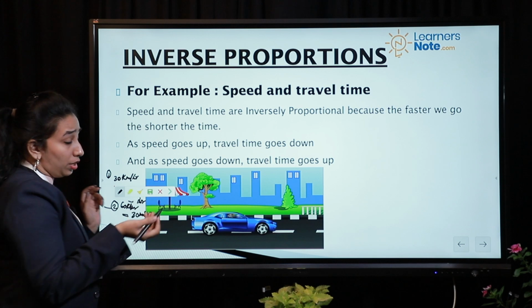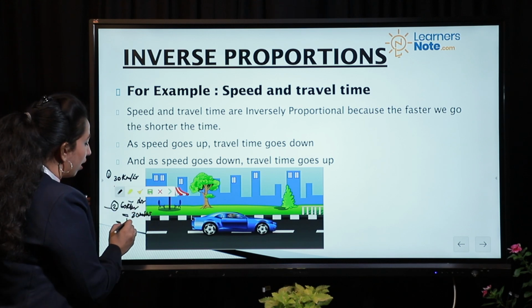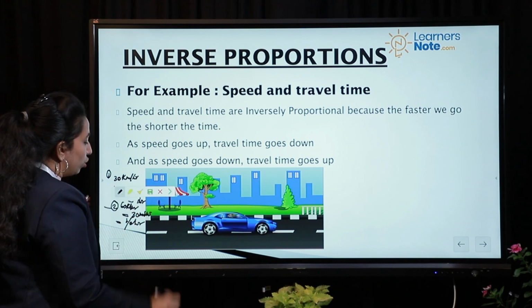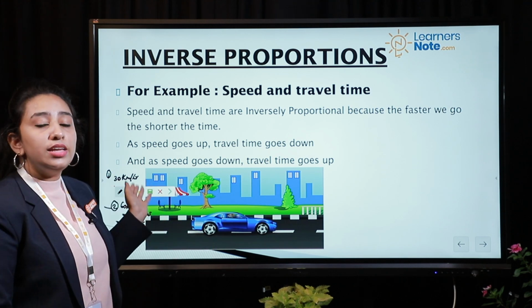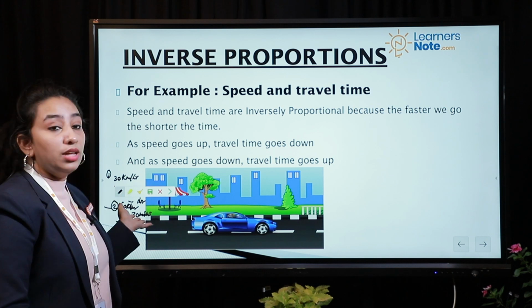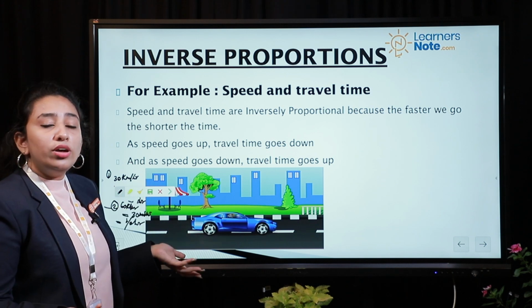Or I can say 30 minutes is nothing but equal to half an hour. Right? Half an hour. So this is an example of inverse proportion, that is, when one increases, the other decreases, and when one decreases, the other increases. It's an example of inverse proportion.